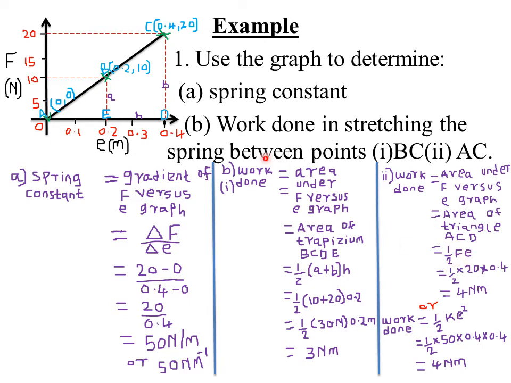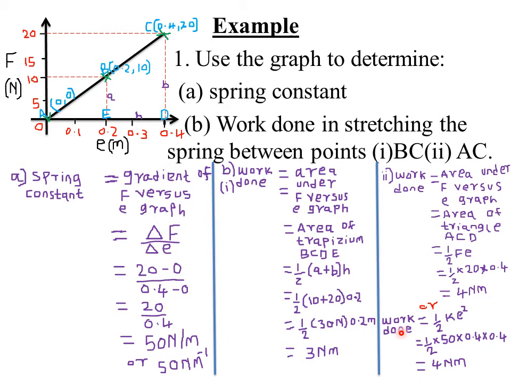So the force, that is the force from A to C, will be the distance DC. To obtain that distance, you simply take 20 minus 0, which is 20. Then the extension E will be the distance AD, which is 0.4 minus 0, which is still 0.4. So a half of 20 is 10, and 10 times 0.4, you obtain 4 Newton meter. Alternatively, we also derived another formula for finding the work done.